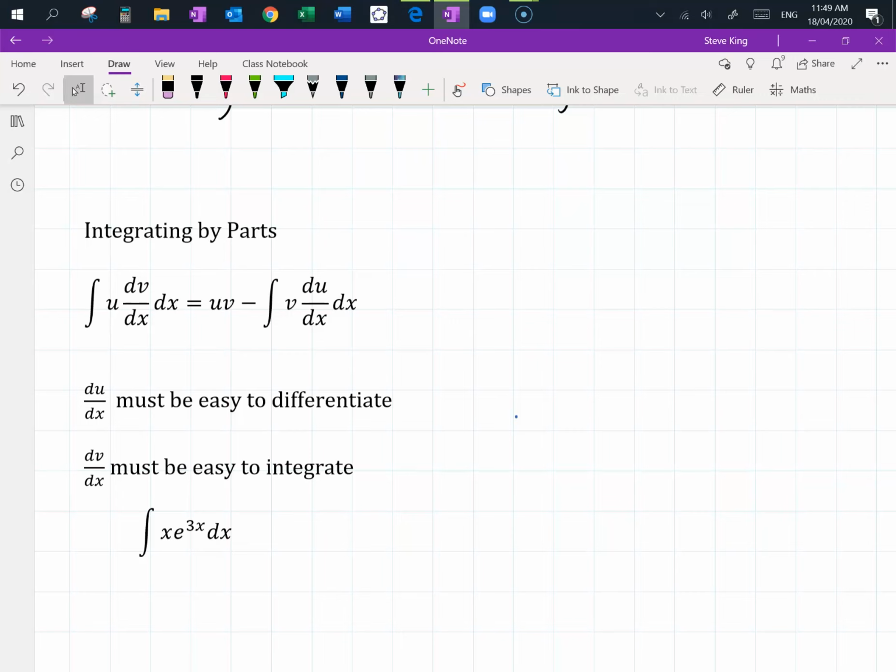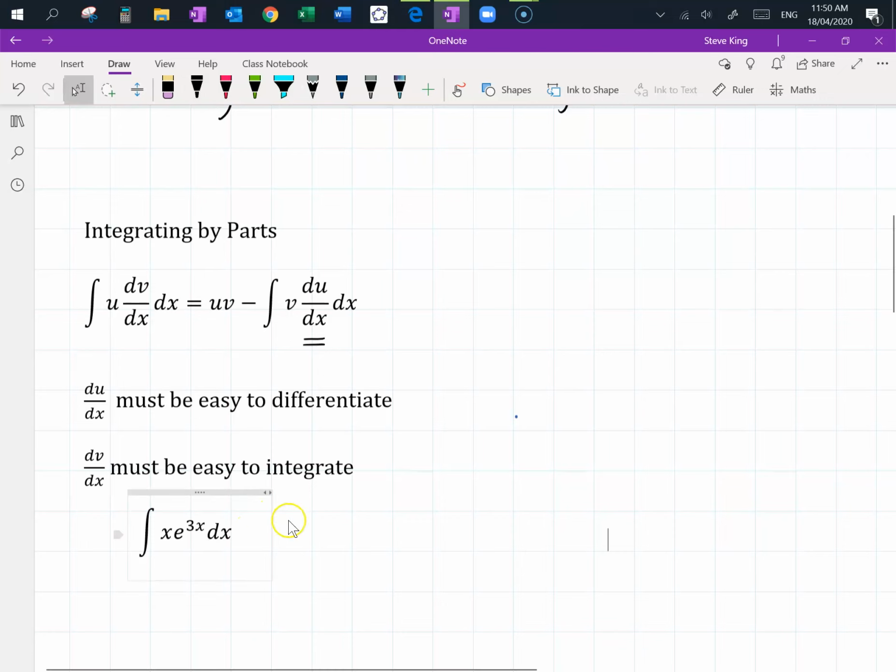And to help you with that process, you just need to remember these two things. Du dx, this part over here, needs to be something that's easy to differentiate. If you can differentiate it down just to a constant number, like 1 or 2, it is really good, because then all you have to worry about integrating on this side is simply the function v. The other thing is that dv dx, this part over here, must be something that's easy to integrate.